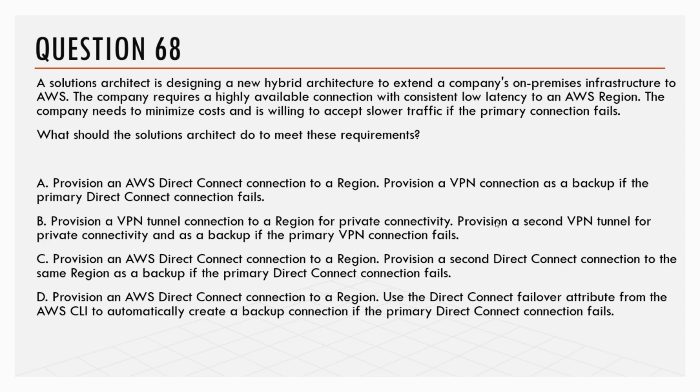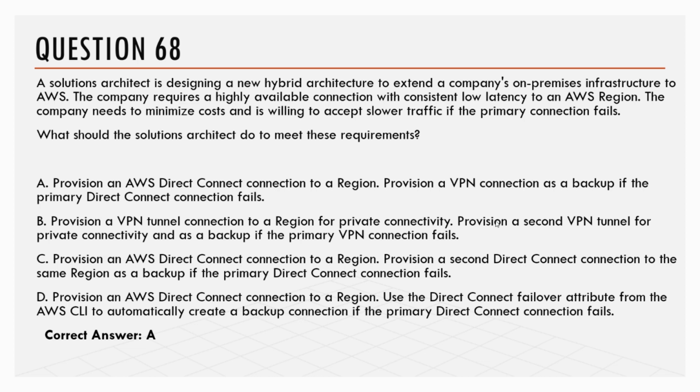And option D, it says provision an AWS Direct Connect connection to a region. Use the Direct Connect failover attribute from the AWS CLI to automatically create a backup connection if the primary Direct Connect connection fails. And the correct option is A. Provision an AWS Direct Connect connection to a region. Provision a VPN connection as a backup if the primary Direct Connect connection fails. Now let's look into the next question.